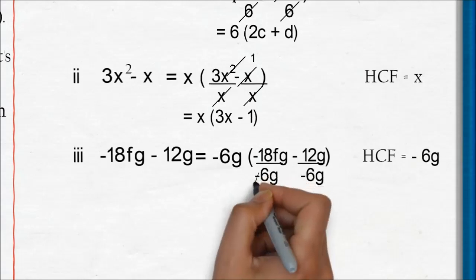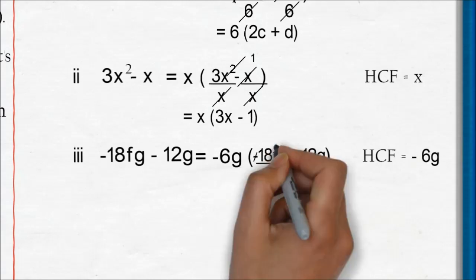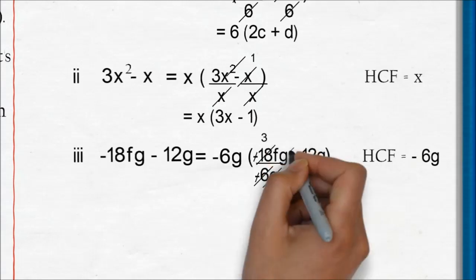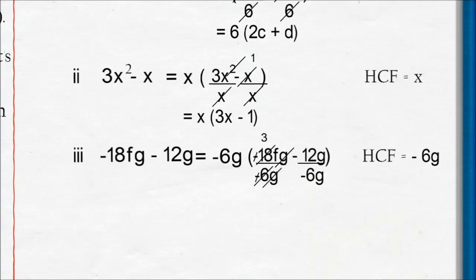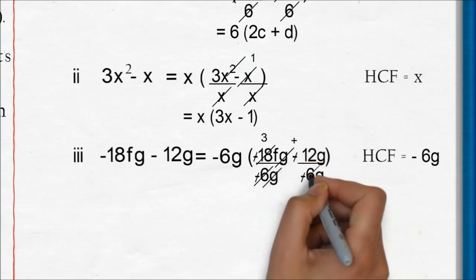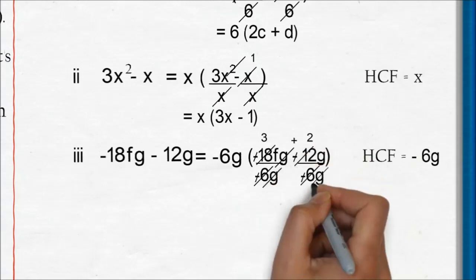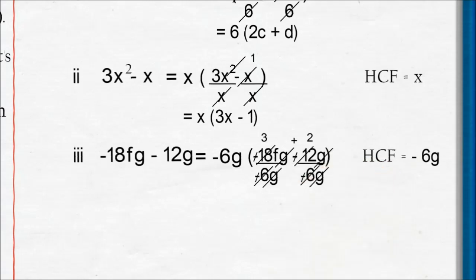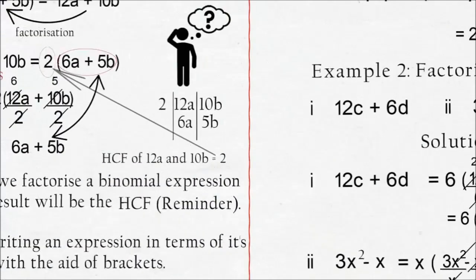Now on the first side, we have minus will divide minus. And then 6 will divide 18 and we have 3. g will divide the g, and then we're left with f. So we're left with 3f. We're going to have minus divide minus, so it gives us plus. Then 6 will divide 12, will give us 2, and g will divide g. So all we're left with in this case will be 3f plus 2. Our factorized expression will be minus 6g open bracket 3f plus 2.